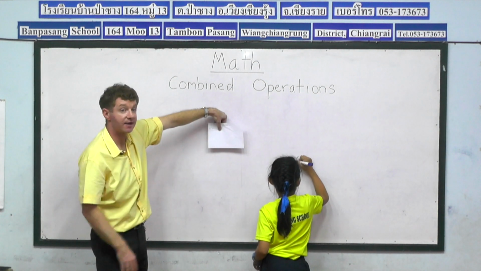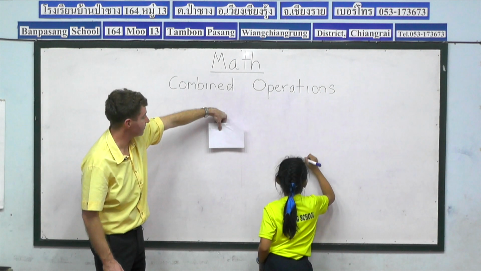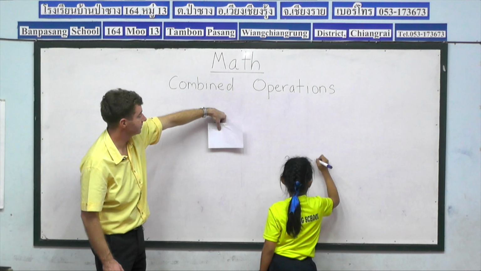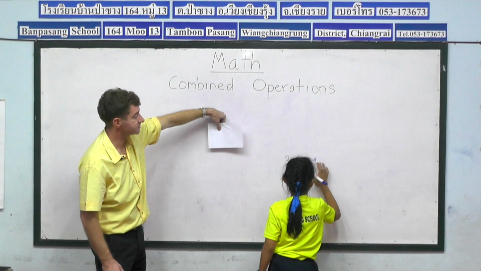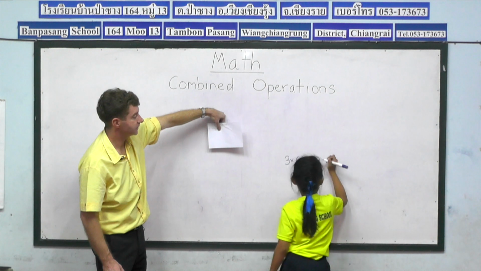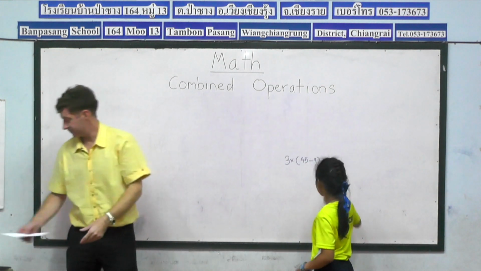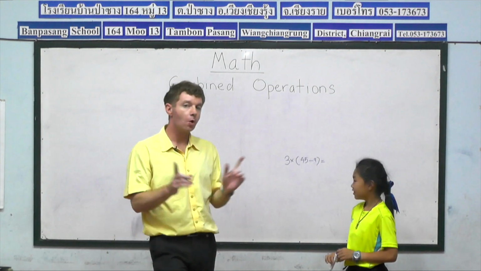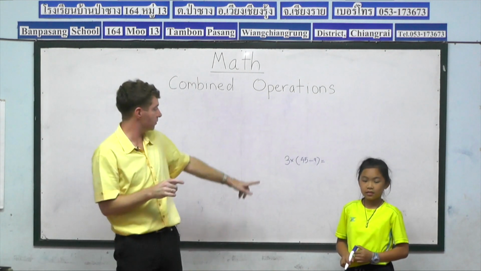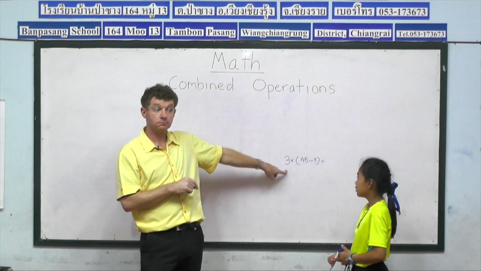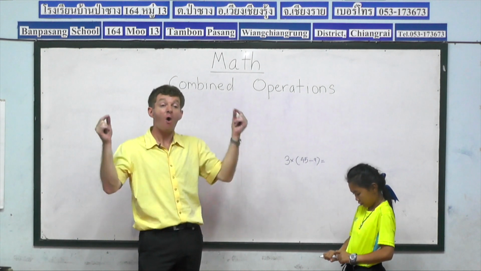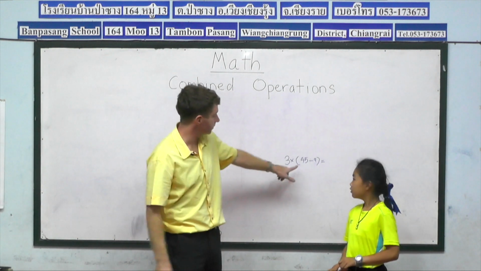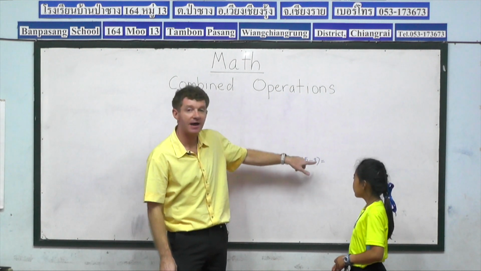times, open brackets, 45 divided by 9, close brackets, equals. Okay, so guys, Nadia's combined operation is on the board. Where do we start? Do we start with 3? No. Where do we start? Always inside the brackets. So first question, 45 divided by 9.